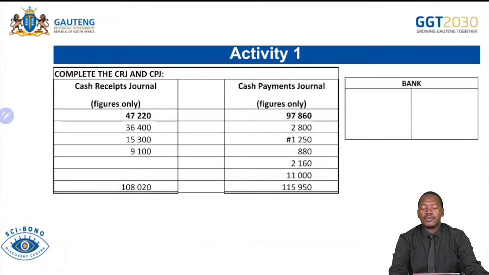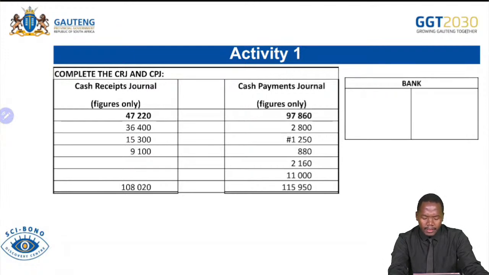Now, we want to extract the totals. We have our total for CRJ. Remember, these figures are figures we've been dealing with. Check on your CRJ. We have the 36,400, 15,100, and 9.1. Gives us a total there, 108,020. And then we have cash payment journal, 2.8.